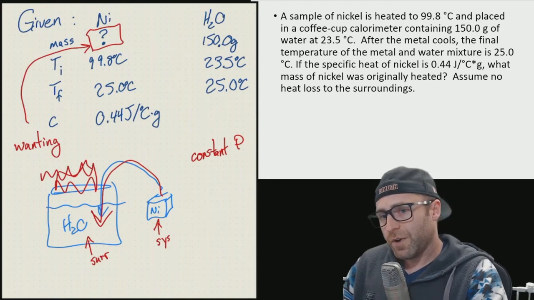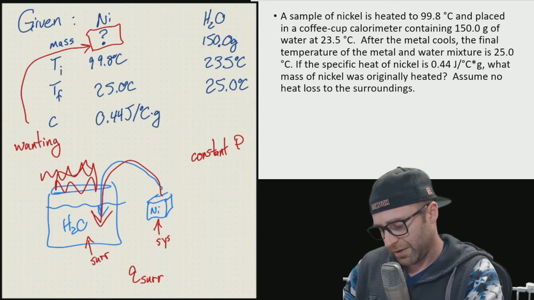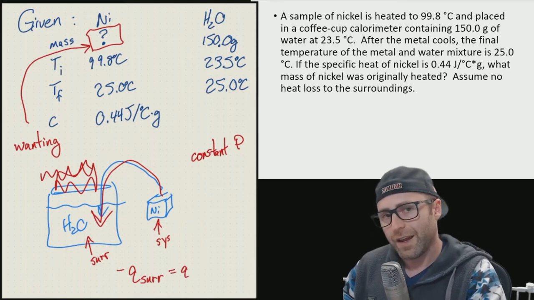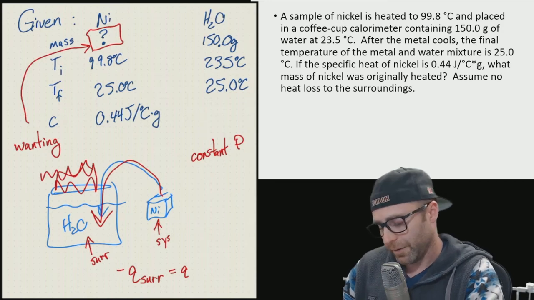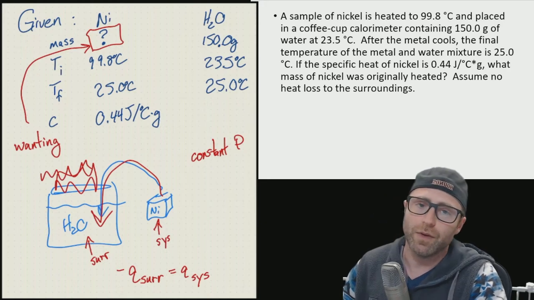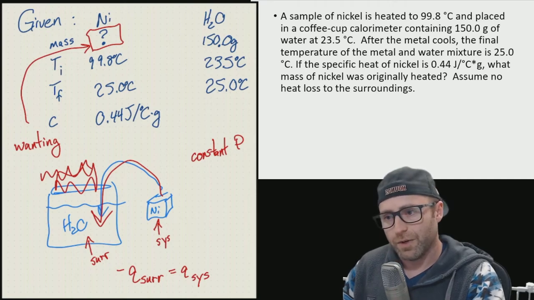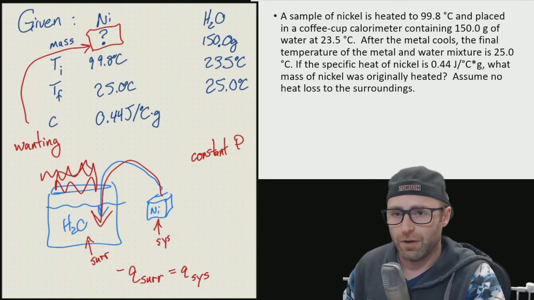If it's constant pressure, it's kind of nice because we have that concept that we talked about, of any kind of energy exchange via the first law of thermodynamics being Q surroundings equals Q system. So if Q surroundings equals Q system, we've got all kinds of things that we can work with. Now to do the math, I'm going to go over to another page here.